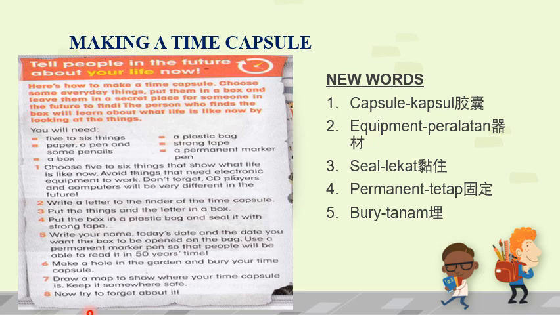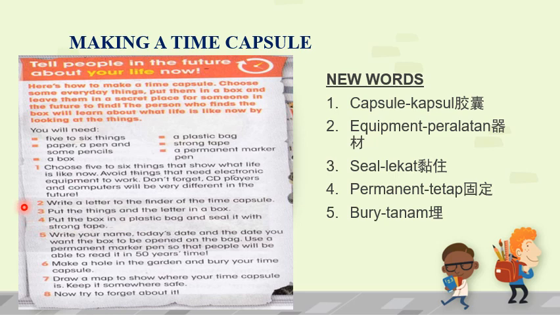Avoid things that need electronic equipment to work. Avoid means elakkan, 避免. Okay, so don't put in electronic equipment. For example, handphone, PlayStation, these are electronic equipment. Don't forget, CD players and computers will be very different in the future.